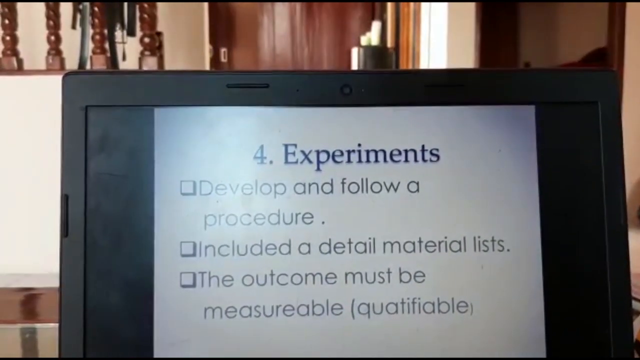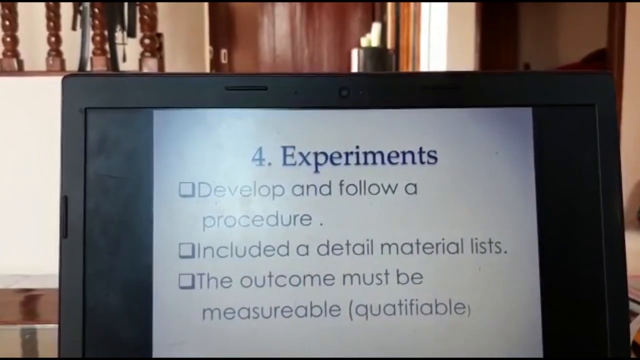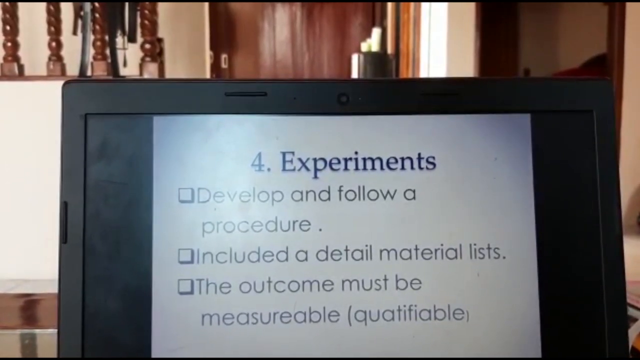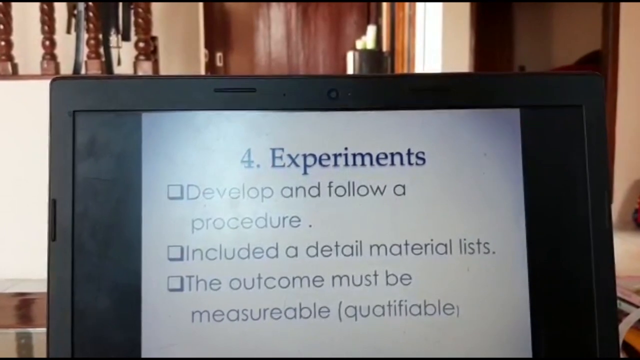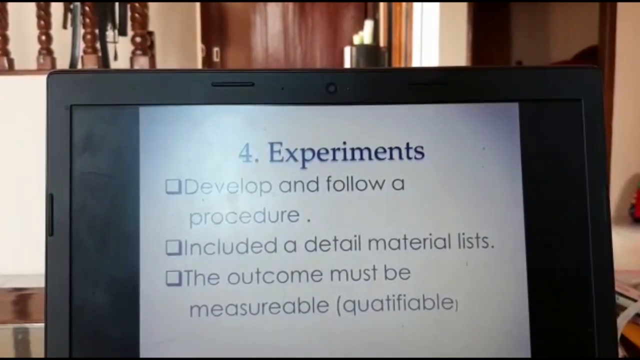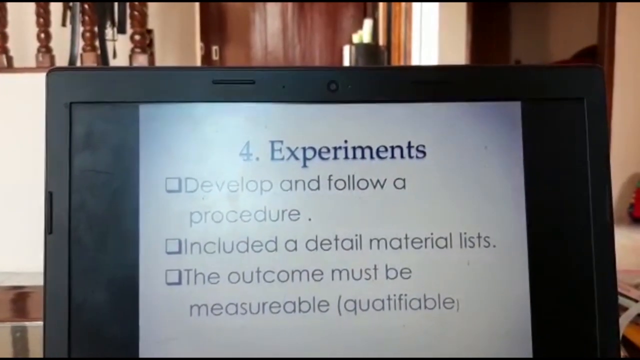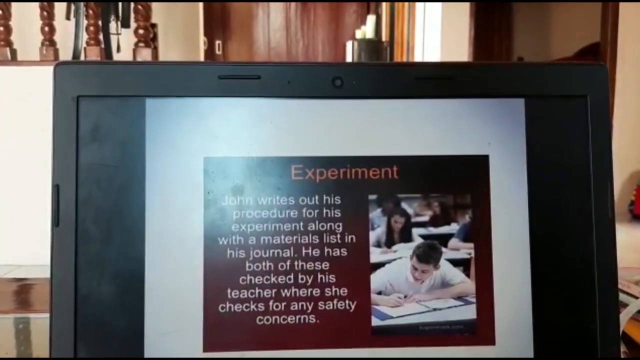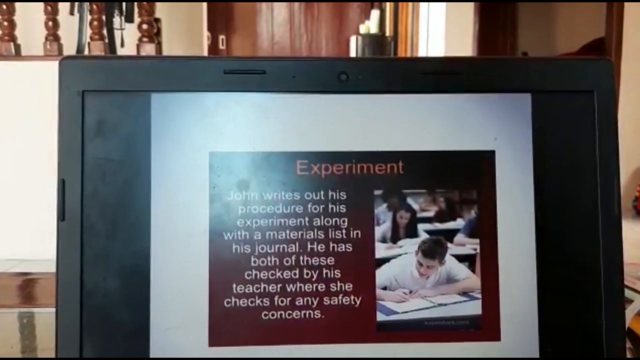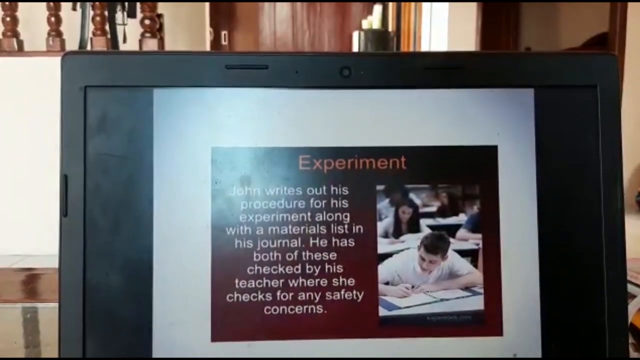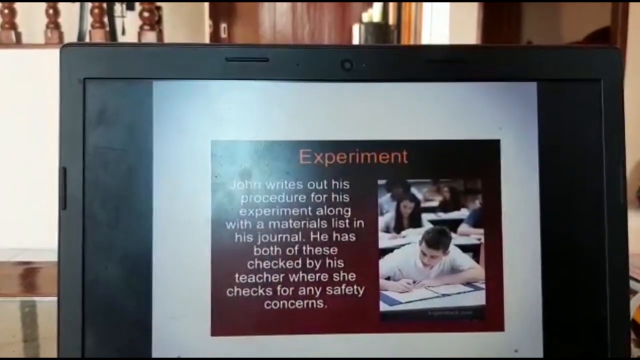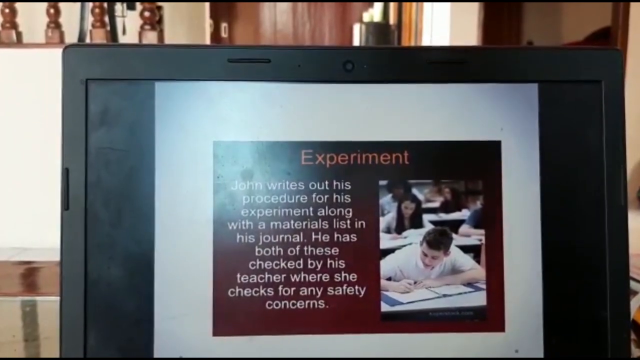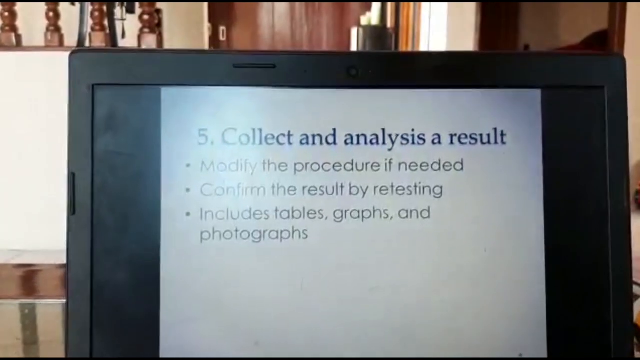The next step is experiments. The first is develop and follow a procedure. The second is include a detailed material list. The third is the outcome must be measurable or quantifiable. In the example, John writes out his procedure for his experiment along with a material list in his journal. He has both of these checked by his teacher, who checks for any safety concerns.